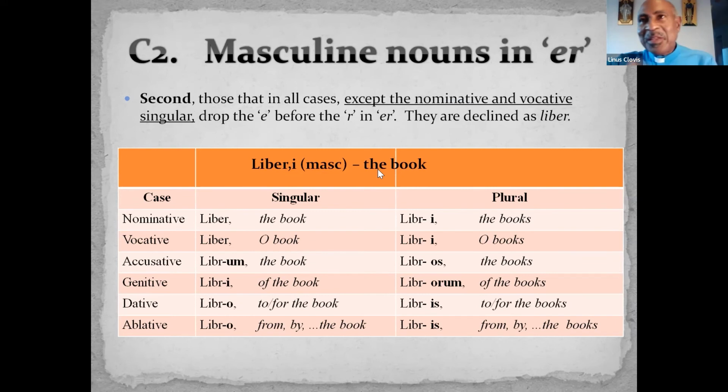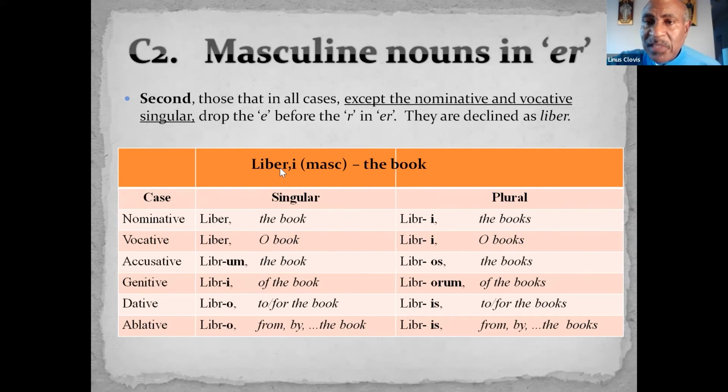Okay, well, that's a problem, so we'll worry about that later on. So nominative is liber, vocative is liber. Now, if we go to the plural, the E is dropped. So you get libri, from which you get library, of course. And the vocative is the same. So that E here has been dropped.